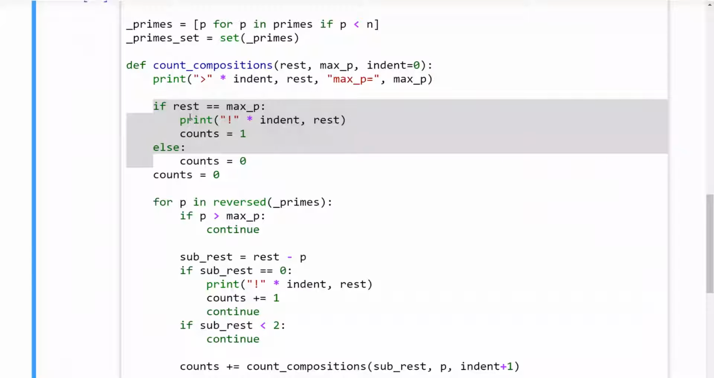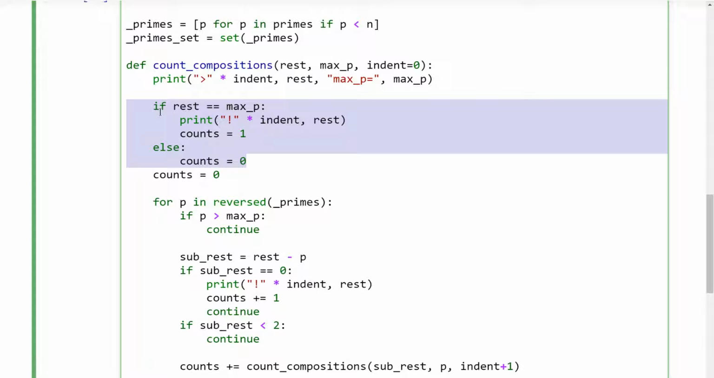Why it's not the general case? Because if it's 3 or 2, it's not composite. The composition ends. Like for example, it's composite of 2 2s, so we count for 2 only once.